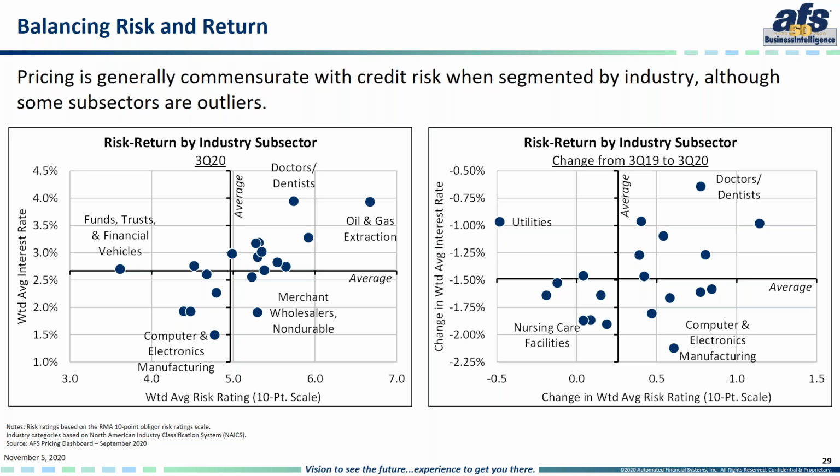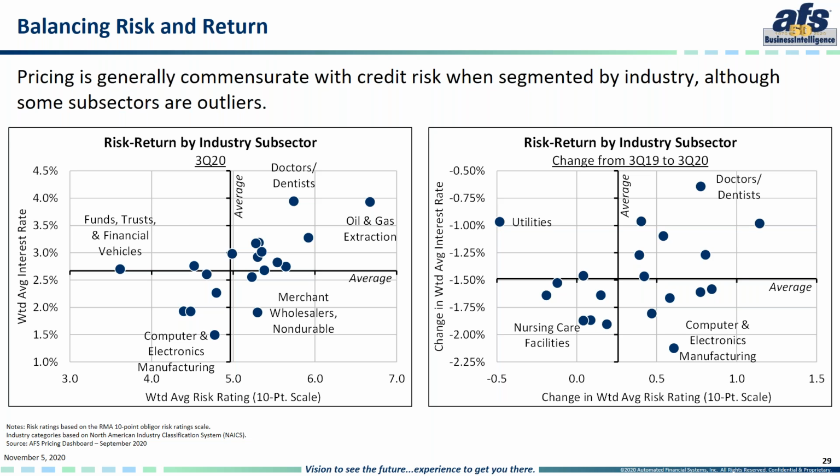Like geography, there are also clear idiosyncrasies when we look at risk-return metrics by industry. The scatter diagram on the left here plots the weighted average risk rating on the x-axis and the weighted average interest rate on the y. All the dots are the 20 largest NAICS subsectors in the database. Generally speaking, the industries with higher credit risk also display higher yields, although there are some outliers on this chart.